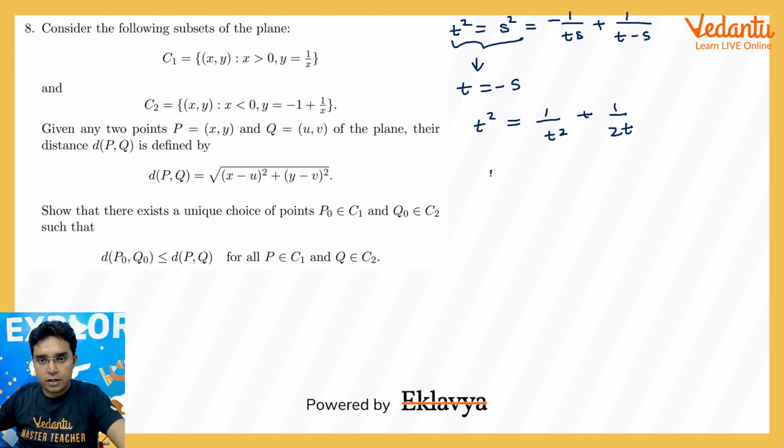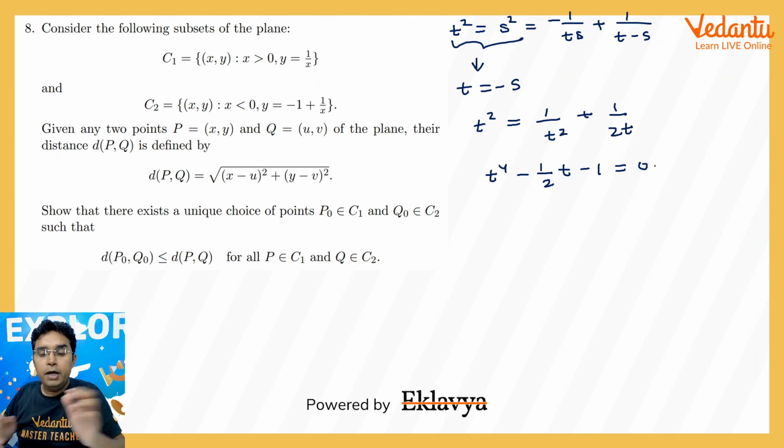Okay, this gives us a biquadratic: t⁴ − 1/2 · (t − 1) = 0. So the root of this biquadratic will give me where common normals are possible. And then we will check whether these common normals will be giving the least distance or not. Let us see. First of all, the root of this, if I check, this is a biquadratic.